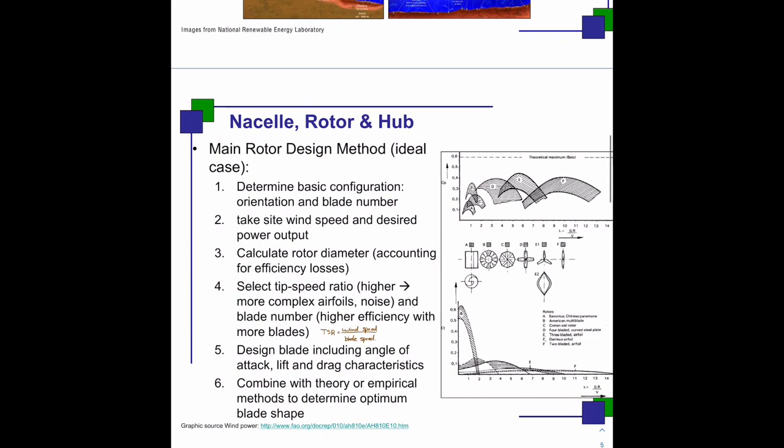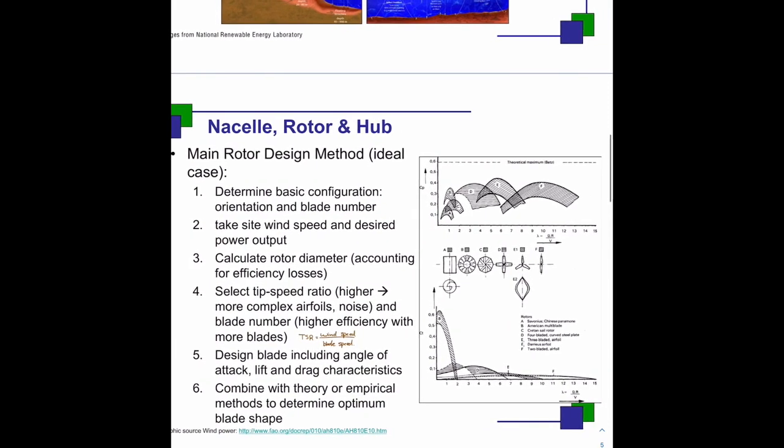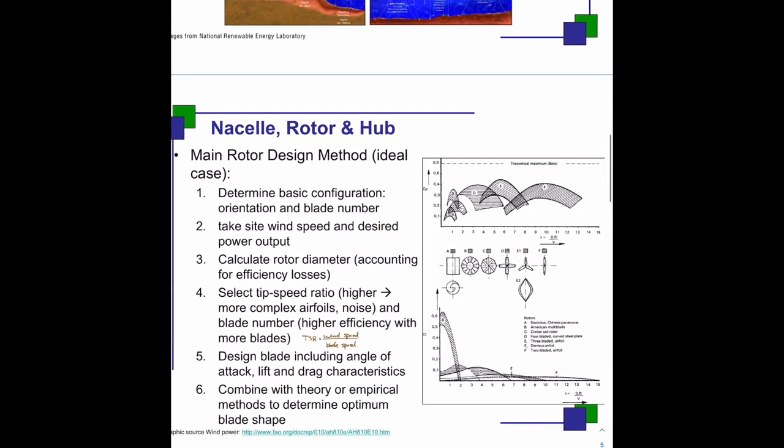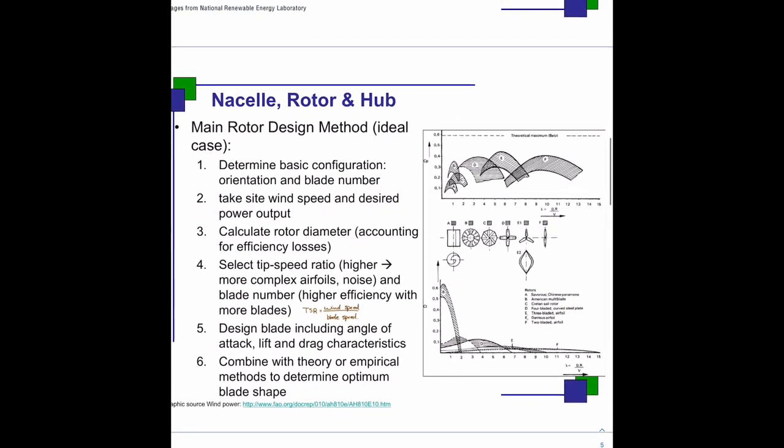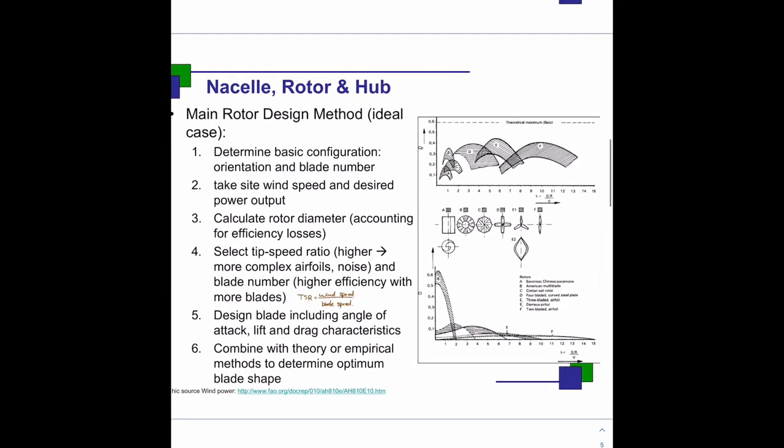Here we're going to talk about the nacelle, rotor and hub. Main rotor design method in the ideal case. So when we're trying to design, we have some configurations we should consider or follow. There are basic configurations. First, orientation and blade number.